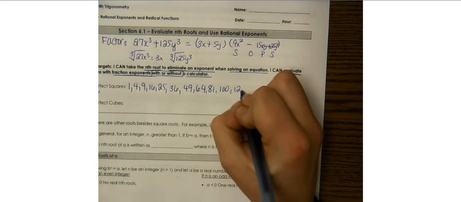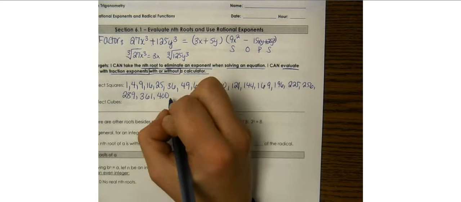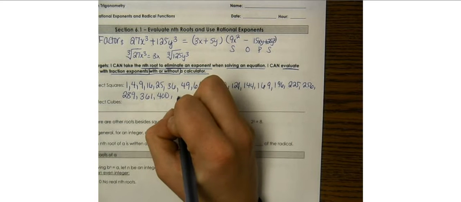121, 144, 169, 196, 225, 256, 289, 361, and 400. Those are all of the perfect square numbers 1 through 20. And another one that occurs often is 625, and that one is 25 squared. So you will need to know that one as well.